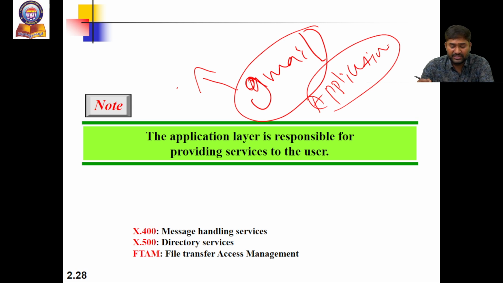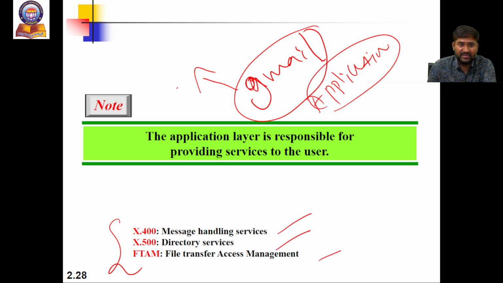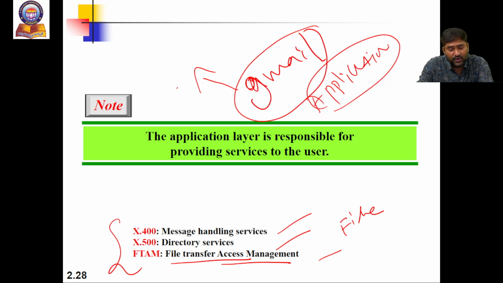In this application layer, we see some services, mechanisms, and properties. These are services like X.400, X.500, and FTAM. FTAM is File Transfer, Access and Management, used to transfer a file and to access a file. FTAM helps us to transfer a file from any application and to access a file through any application.